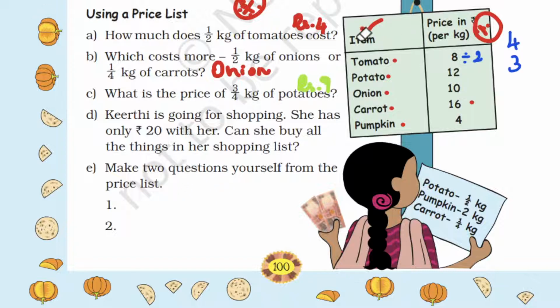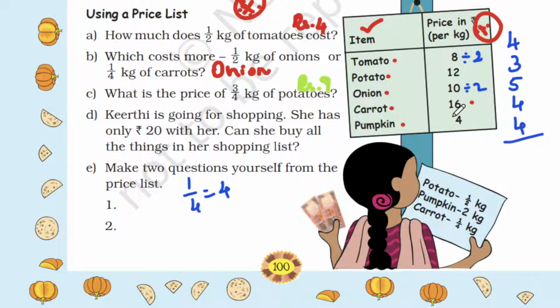Next we have onion. 1 kg of onion is rupees 10, and if she is buying half kg of onion, it is rupees 5. Next we have carrot. If she is buying 1/4 of carrot, which is rupees 4. Next, the last thing we have is pumpkin. So 1 kg of pumpkin is rupees 4. So pumpkin is the cheapest vegetable here.